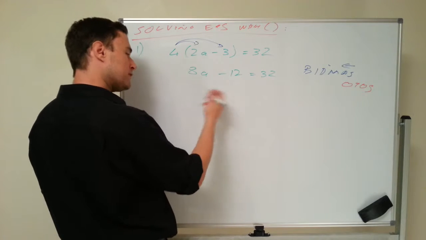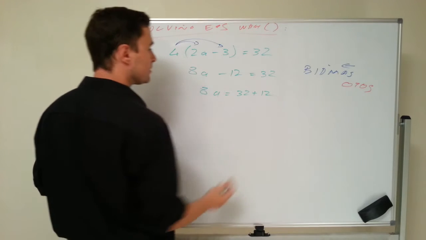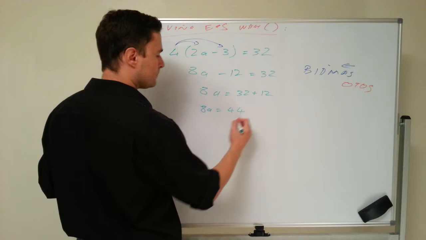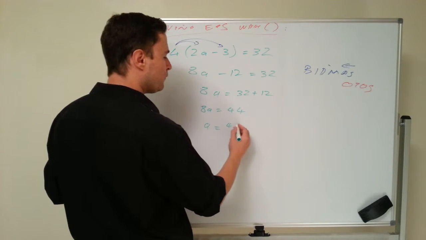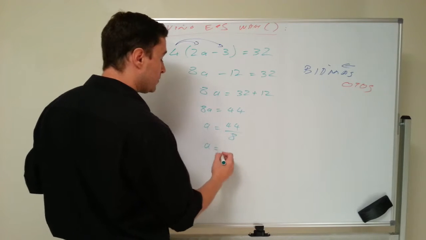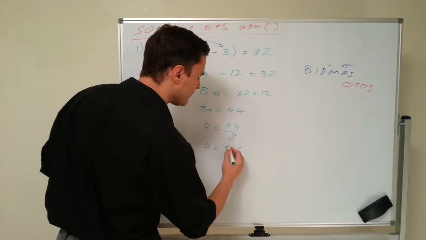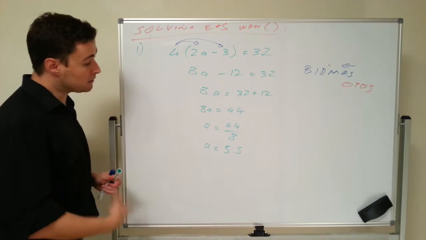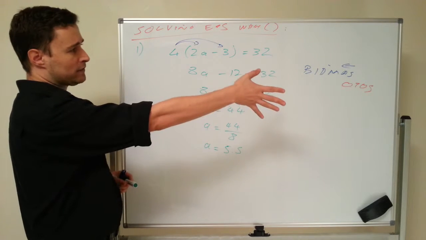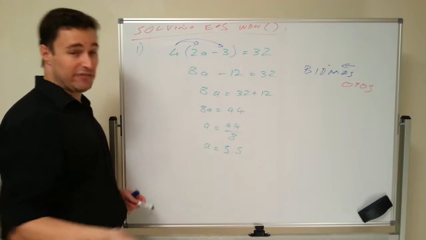Opposite of minus 12 is plus 12. 8a equals 32 plus 12. 32 plus 12 is 44. So 8a equals 44. Opposite of times by 8 is divided by 8. a equals 44 divided by 8, which is 5.5. So there you go, straightforward. This is where you expand the brackets first and then jump into BIDMAS. This works every single time.